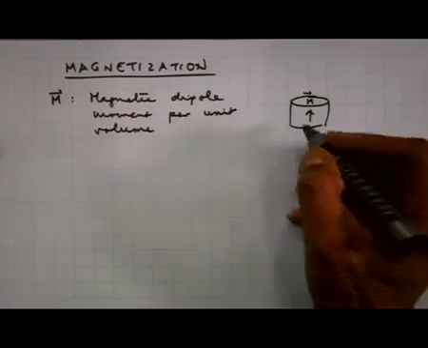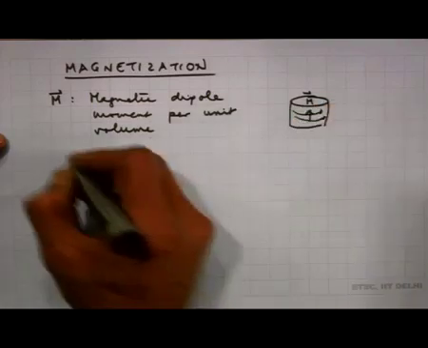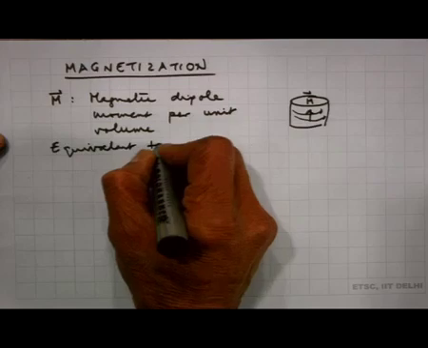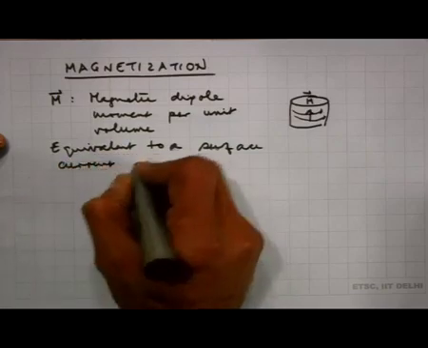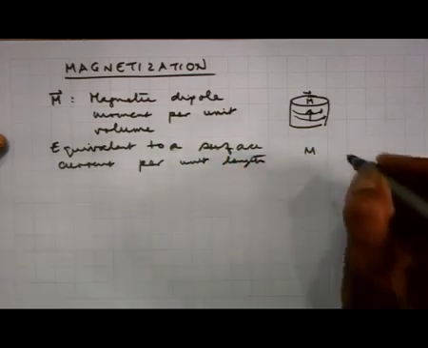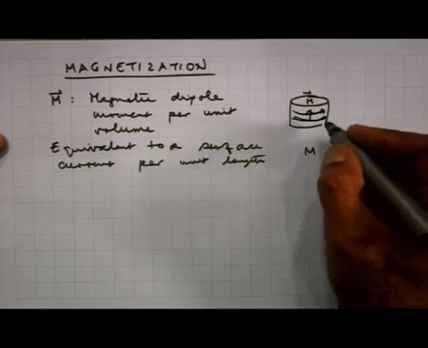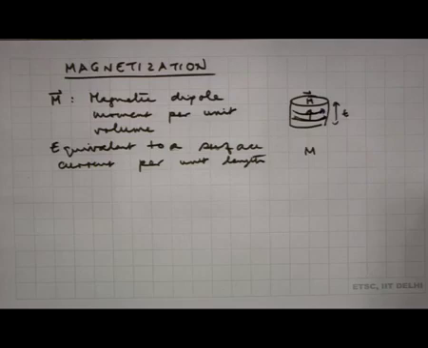If you have a medium like this, which is magnetized parallel to the axis, we had seen that this is equivalent to a surface current per unit length of M. The direction of the surface current as I have drawn here is like this, perpendicular to the magnetization, and the current per unit length is nothing but M. So, if you take a length T here, the total surface current on this surface would be M times T. So, we had looked at this and found this magnetization.